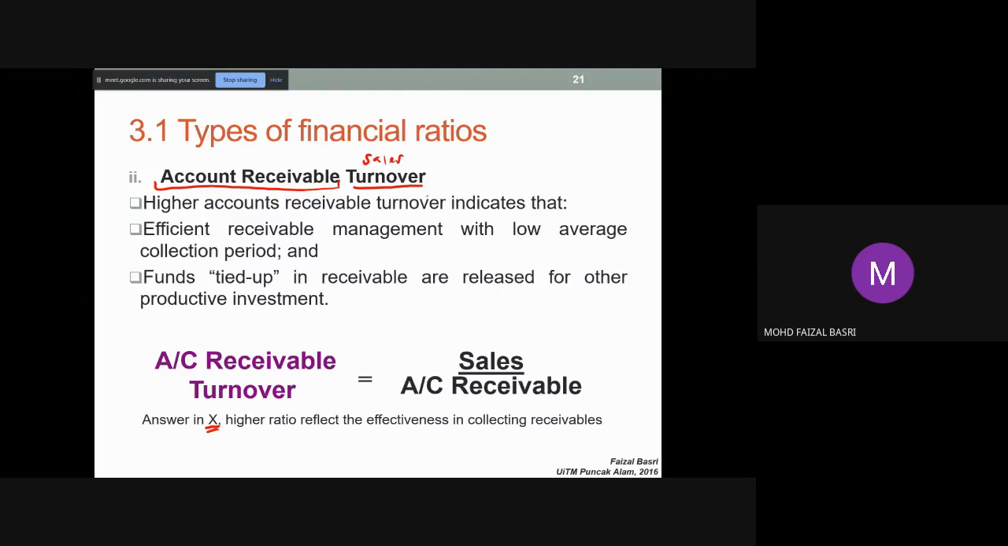The word turnover earlier, I said you can refer to sales. But if you see the positioning of the name of the ratio, it is account receivable, sales. So in a logical order, supposedly if you see account receivable turnover, both are items, you just divide account receivable by sales. But that's not the case. You can see here the formula is not like that.